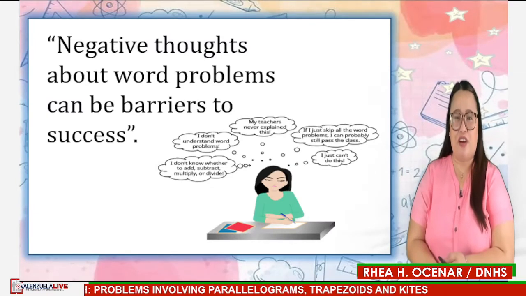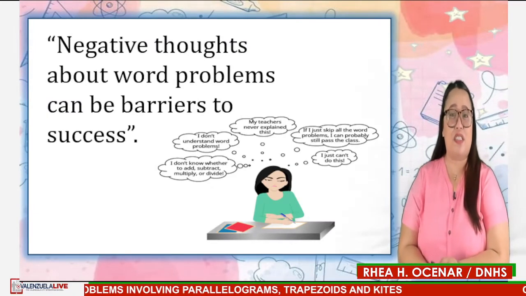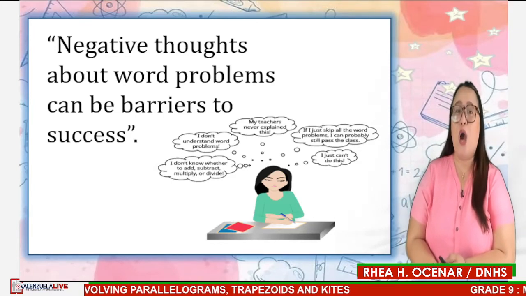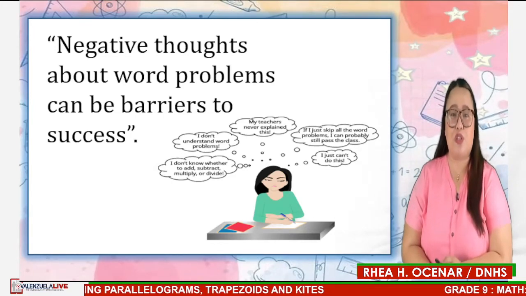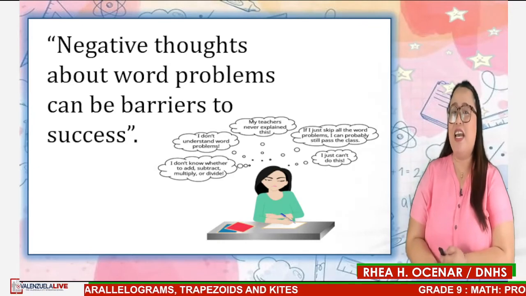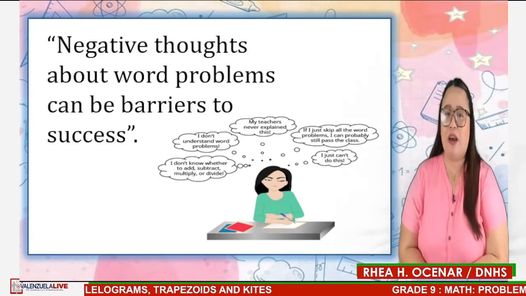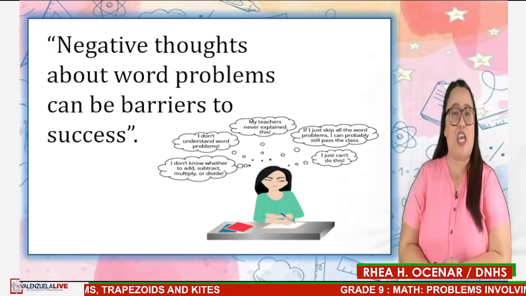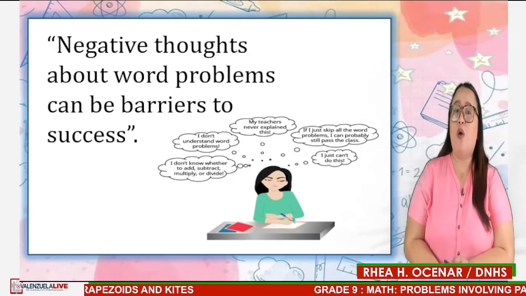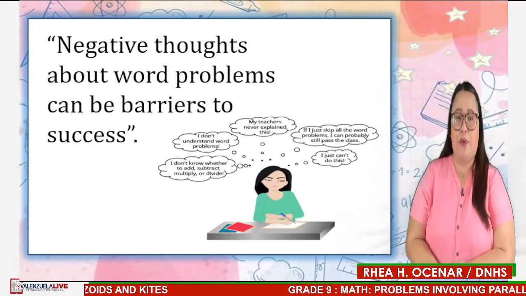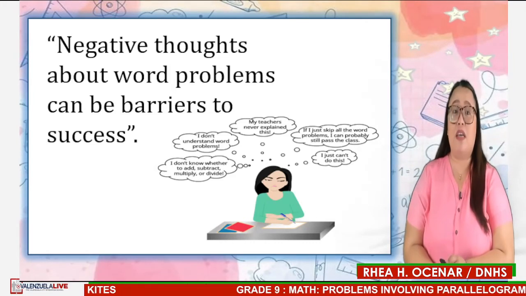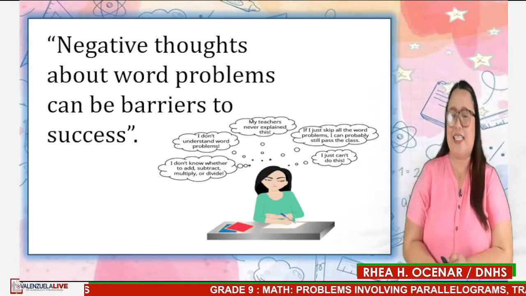Some words to ponder. Negative thoughts about word problems can be barriers to success. When we feel we have no control and continue repeating negative thoughts, we set up barriers to success. We need to calm our fears and change our negative feelings when it comes to word problems. A positive attitude is a big step toward success.